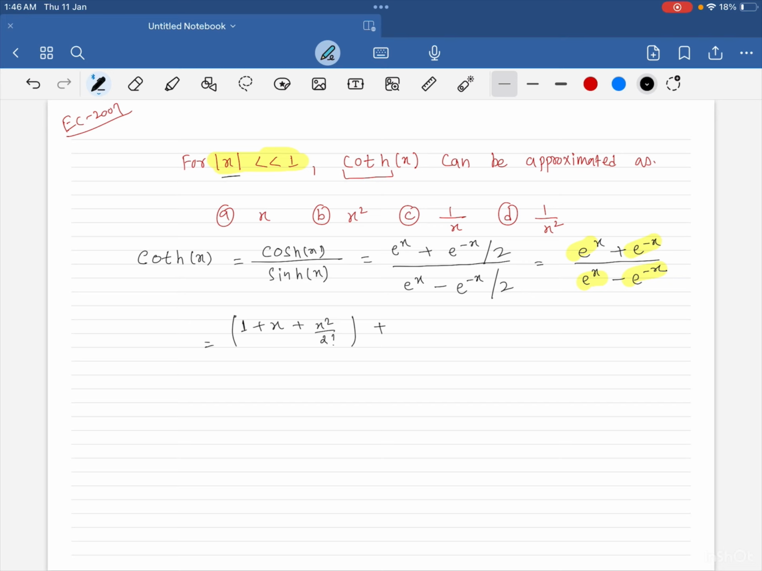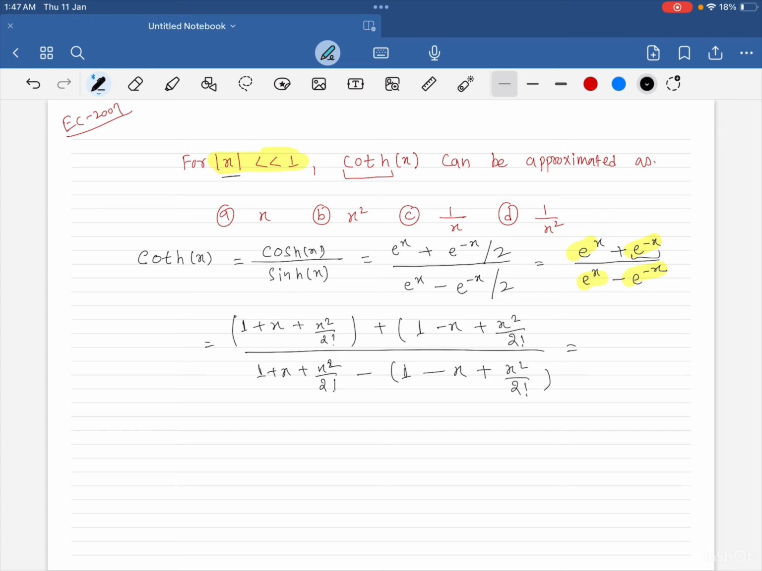And plus, what would be the expansion of this e to the power minus x? That would be 1 minus x plus x square divided by 2 factorial, right? That we can write, divided by, with the same, x square divided by 2 factorial, minus 1 minus x plus x square divided by 2 factorial.